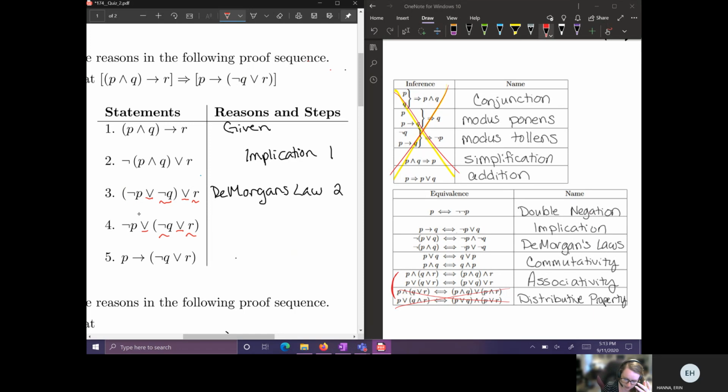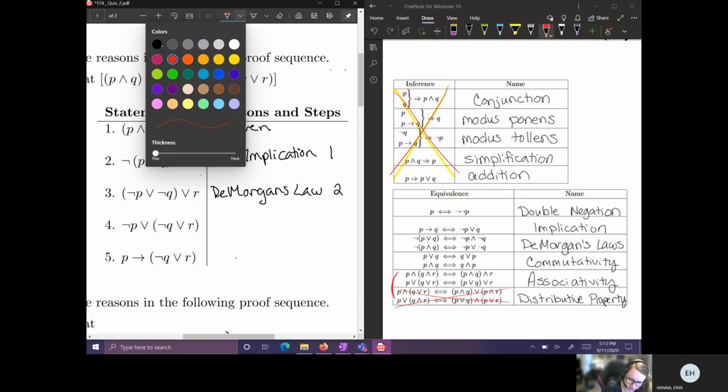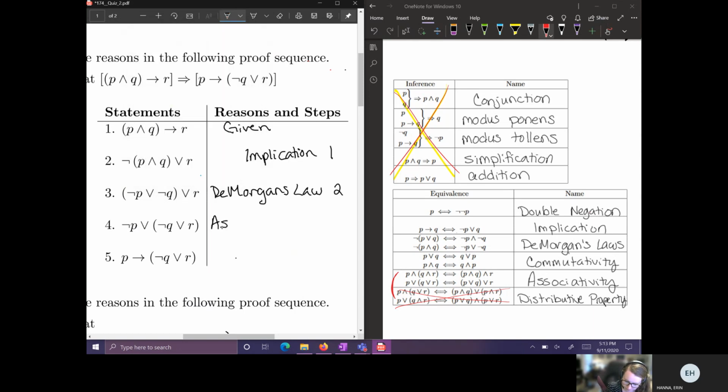And it's a little bit more complicated than the rule states because we have some nots floating around. But essentially what we have is some A or B or C, and we're just moving the position of the parentheses. So line 4 would have come from the associativity rule on line 3.